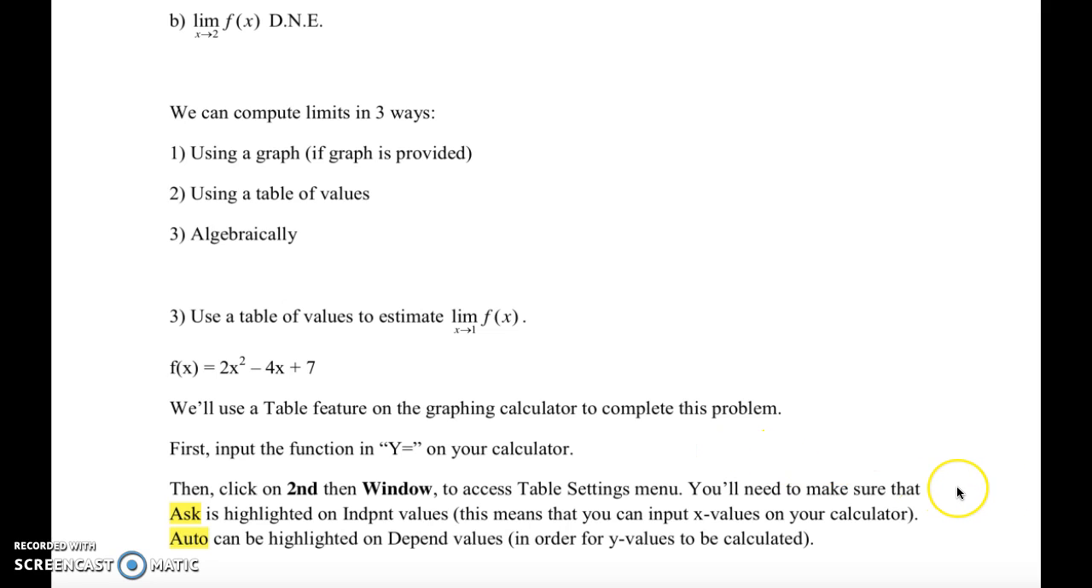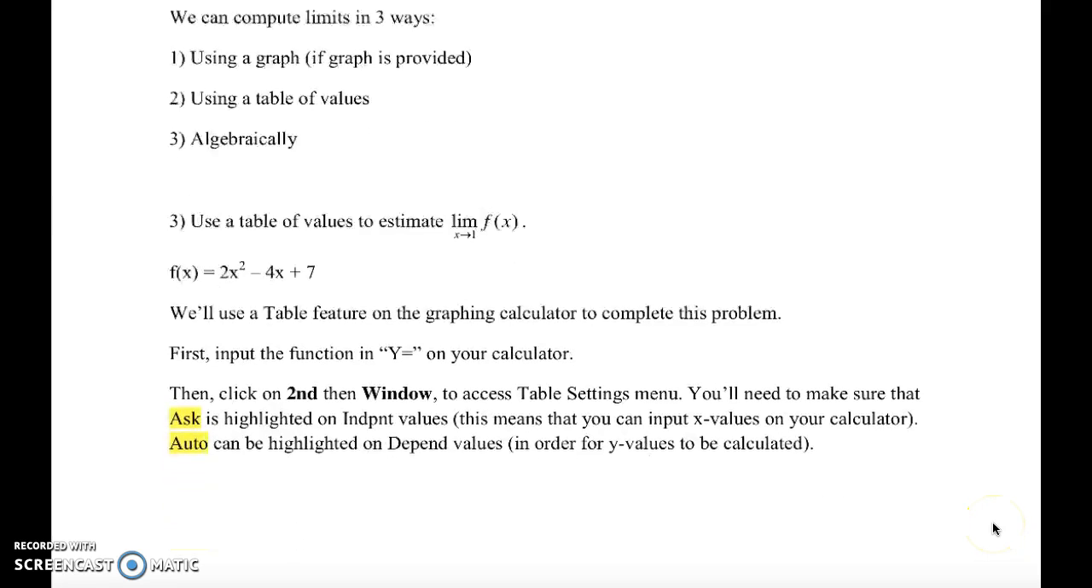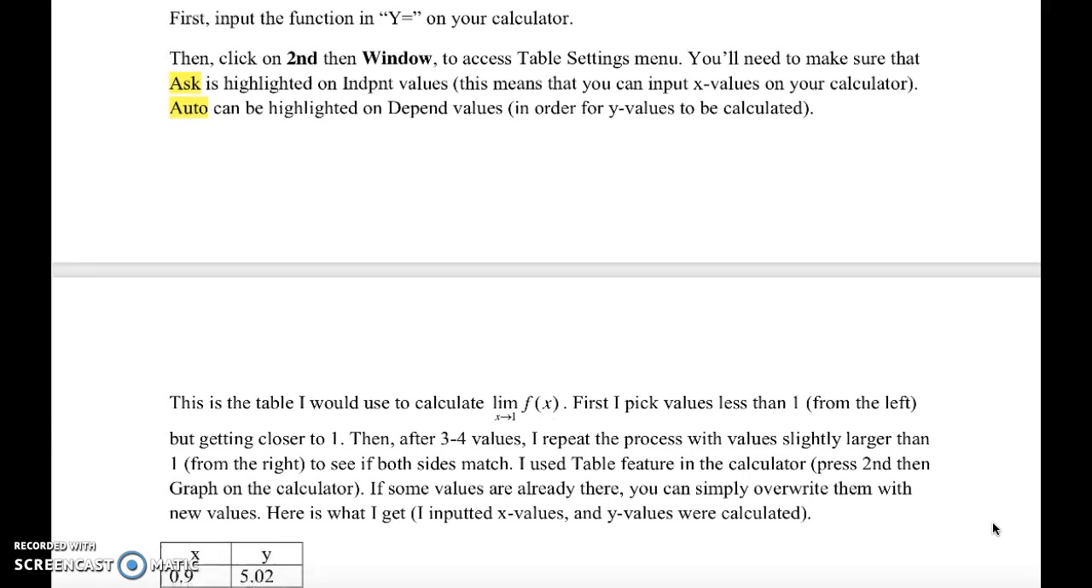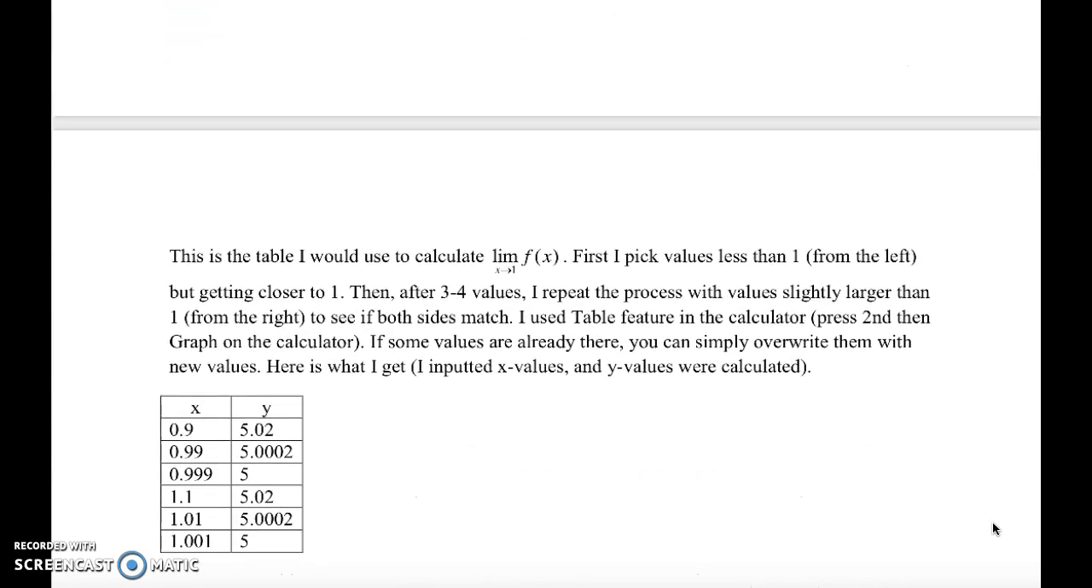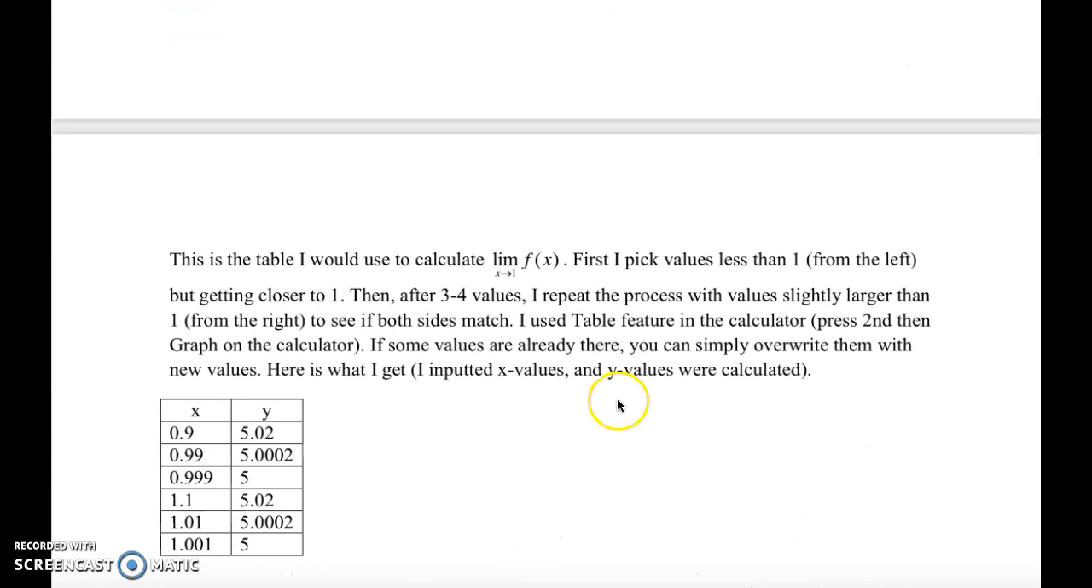Now you want to make sure, as mentioned in the previous area, that you have Ask highlighted on your independent or x values, and Auto on your y values, because that'll make your life a whole lot easier. You can type in specific x values and it'll calculate the y value for you. And this is the table that I would use to calculate this particular limit as x approaches 1.